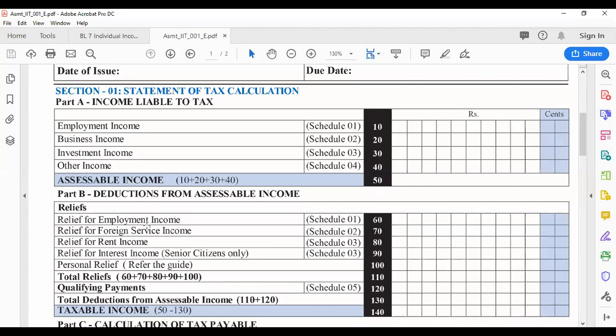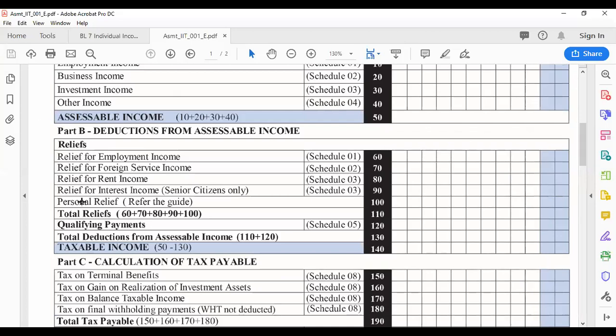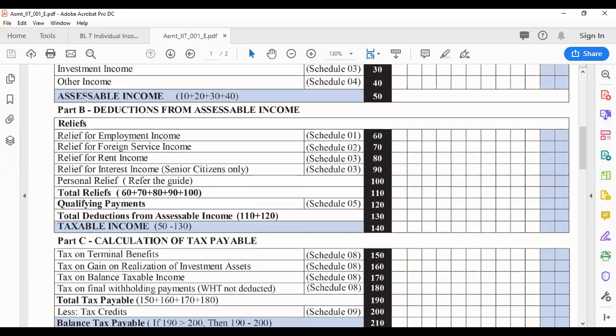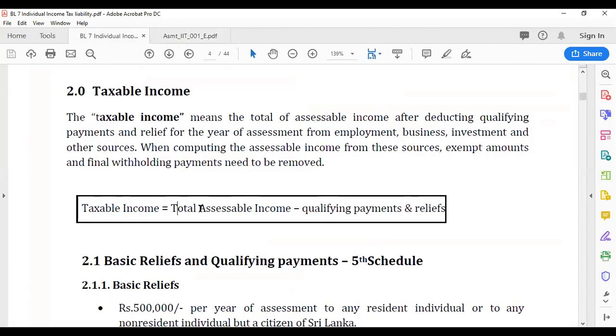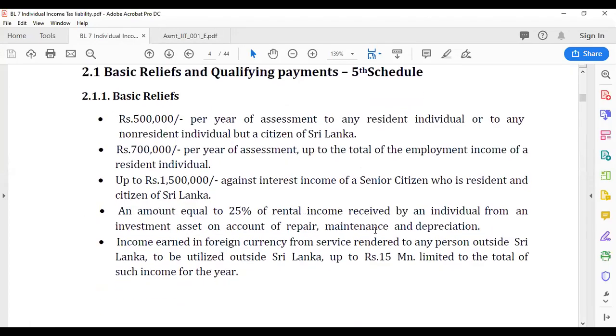And we can deduct some reliefs, right? The relief for employment income, relief for foreign service income, relief for rent income, relief for interest income, and personal relief, right? And also we can deduct qualifying payment, right? From assessable income, we can deduct relief and qualifying payment. It will be treated as taxable income. Here, the taxable income equals total assessable income minus qualifying payment and reliefs, right?